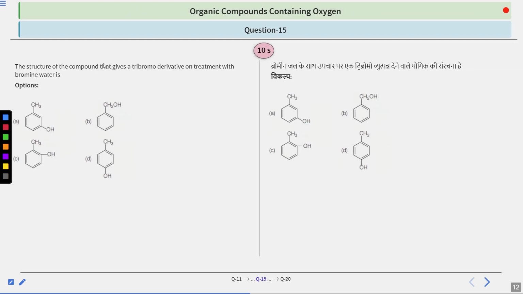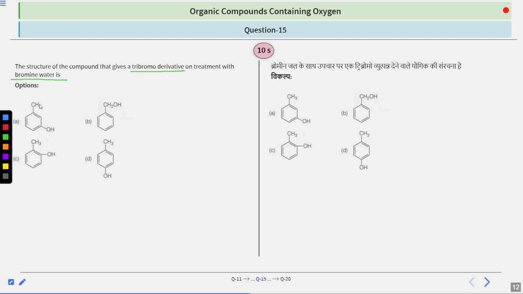The structure of the compound that gives a tribromo derivative on treatment with bromine water is? So now we are asked about our reactant, that is, which structure of compound will give a tribromo derivative when we treat it with bromine water. So we have to find out that particular reactant which we react with bromine water to obtain a tribromo derivative.